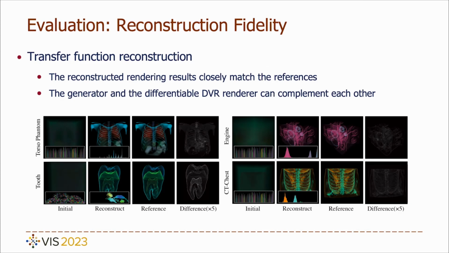Our experiment on transfer function reconstruction shows that the reconstructed rendering result closely matches the reference. And we found the generator and the differentiable DVR render can complement each other. That is, the generator provides a rough direction for optimization, while the differentiable DVR render can remove the artifacts produced by the generator.